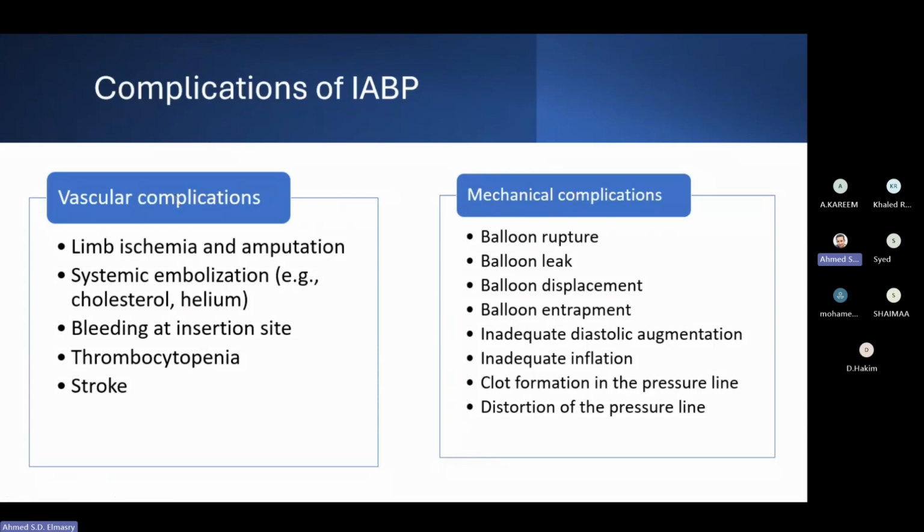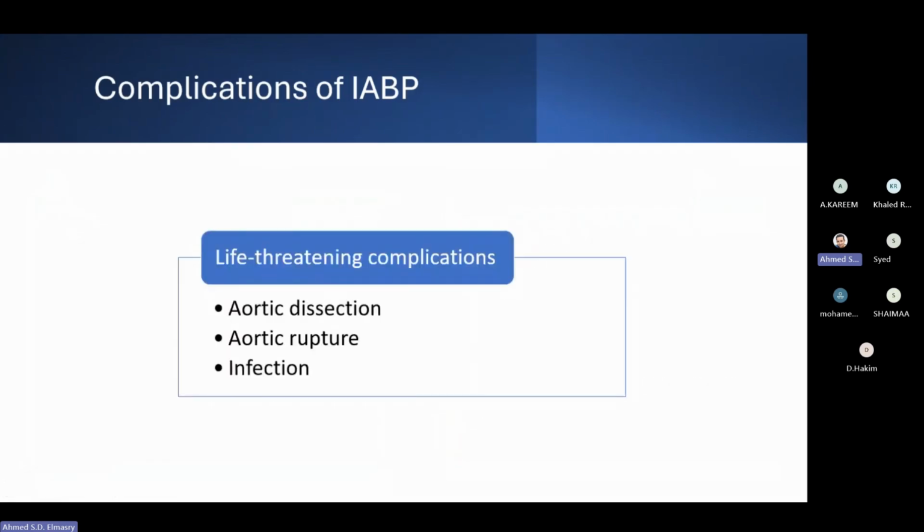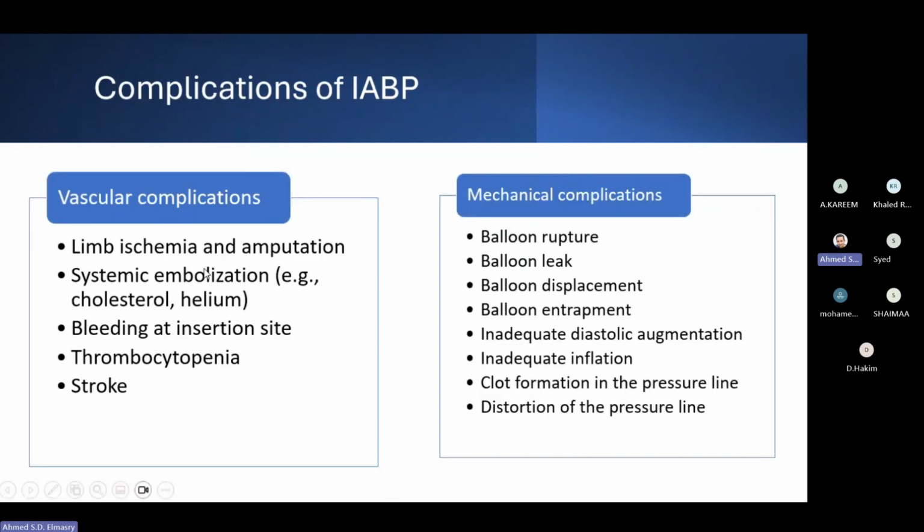Many complications: vascular complications, mechanical complications, and life-threatening complications. Vascular complications include limb ischemia, systemic embolization due to cholesterol or helium, bleeding at the insertion site, thrombocytopenia. You might have stroke due to cholesterol embolization. Mechanical complications like balloon rupture, leak, and balloon migration.